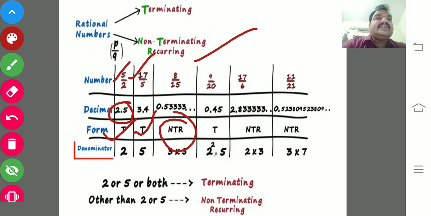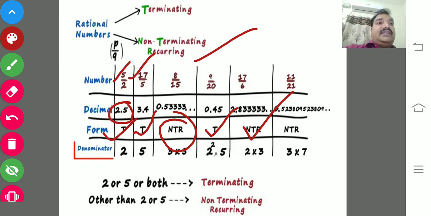And 9 by 20, yes, we got 0.45, it ended, we got remainder 0, so it's terminating. And 17 by 6, we got 2.83333, it's continuing, we did not get the remainder 0, so it's non-terminating recurring. And 11 by 21, this is also one kind of set repeating again, 0.523809, again 523809, again 523809. It is moving, but we did not get the remainder 0. So this is also non-terminating repeating.